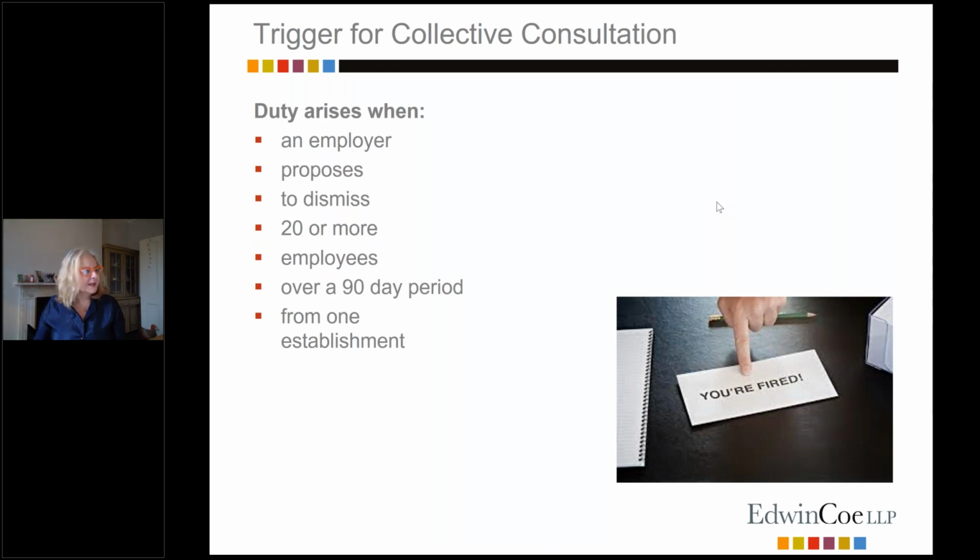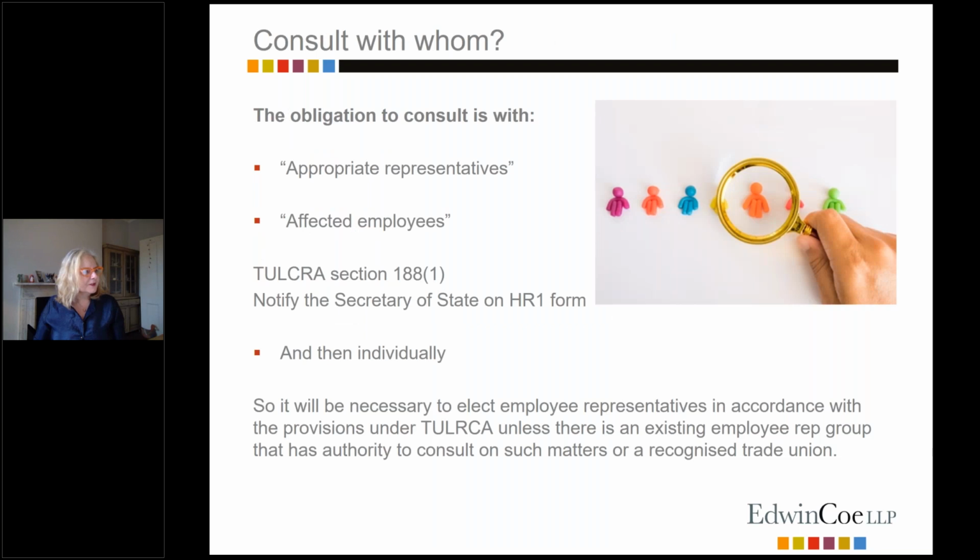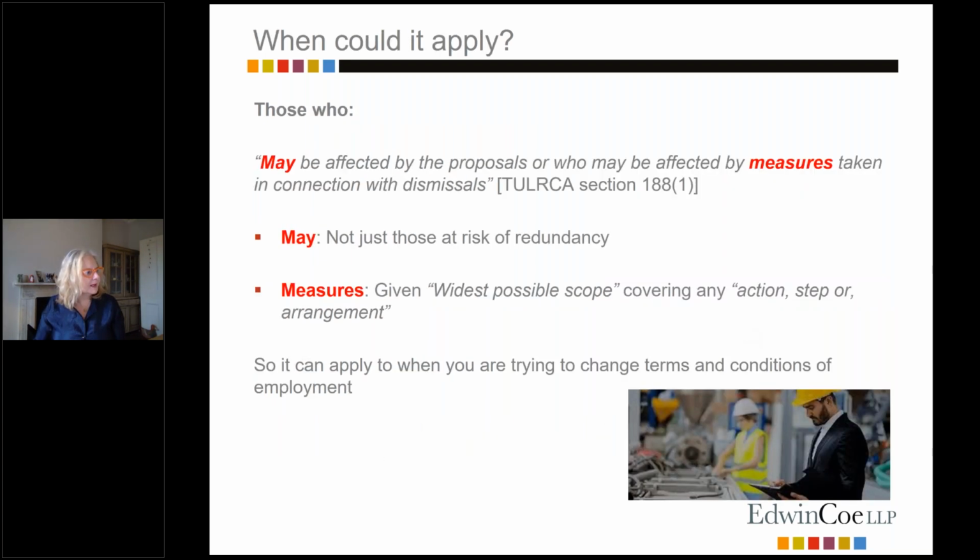Tanya, if you take us through to the next slide, it'll just show some of the further information. You have to elect employee representatives. You've got to notify the Secretary of State. If you've not been through a collective consultation process before, I think the answer is consult your employment lawyer about it, and they will help you go through that process. I think the last slide, Tanya, as well, is about when could it apply?